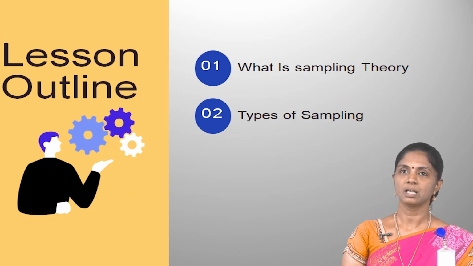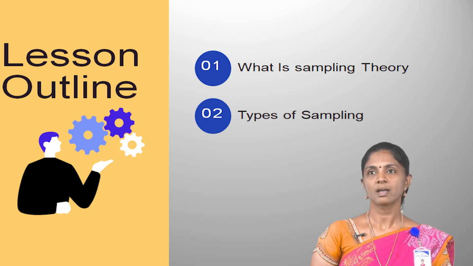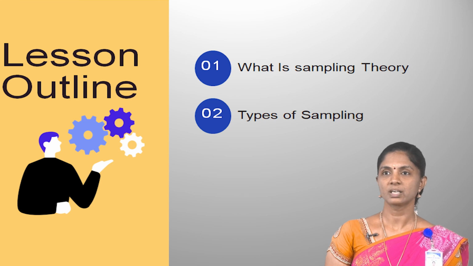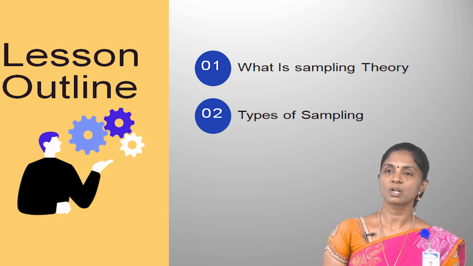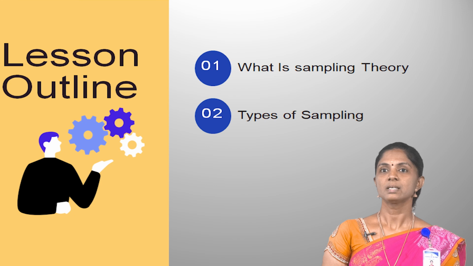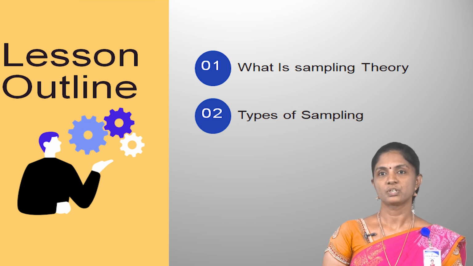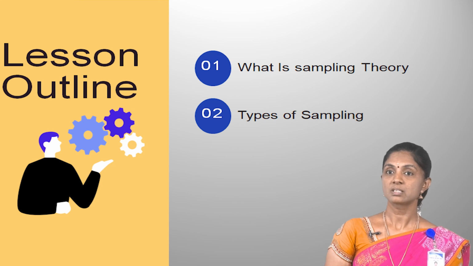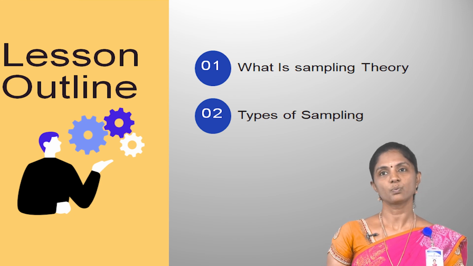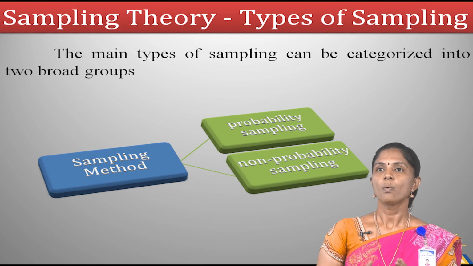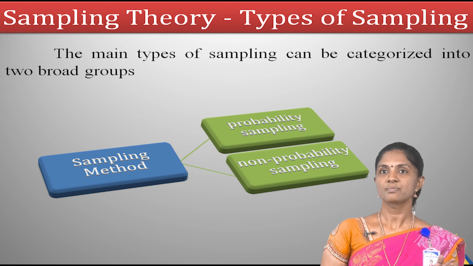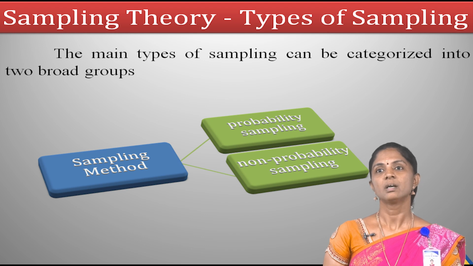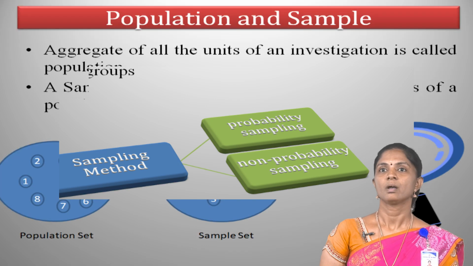Now, I am going to explain the concept of sampling theory and types of sampling. So, what is sampling theory? Sampling theory is a field within statistics that focuses on the collection, analysis and interpretation of data gathered from a subset of a large population. There are various methods of sampling, each with its own advantages and disadvantages. So, what are the main types of sampling? One is probability sampling, another one is non-probability sampling.